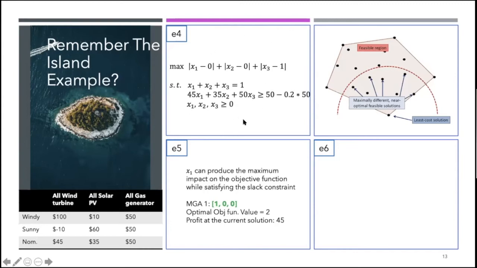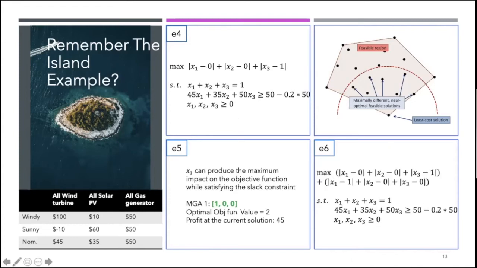But if we try to find a solution that is now farther away from both of the solutions, which is MGA1 and the least cost solution, then the formulation again becomes like this. So we are only modifying the objective function. In the first part of this objective function, we are trying to push away from the first least cost solution, which is 0, 0, 1. And we want to push away again from the second solution, which is 1, 0, 0.